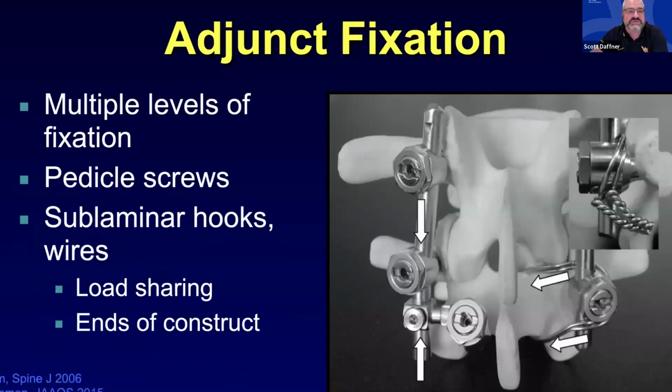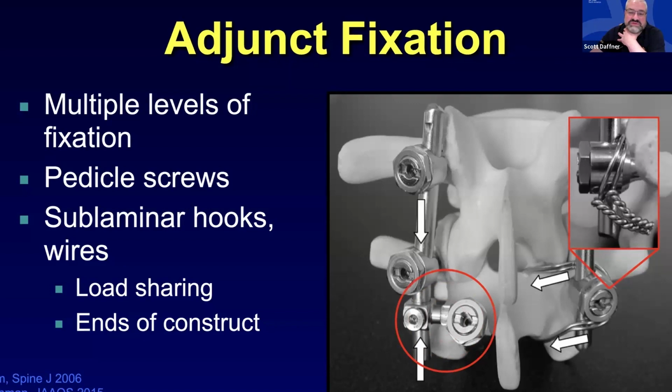In addition to putting screws in, we've got a lot of other things we can do. So again, the goal is decreasing the overall stress of the construct. So fixing to multiple different levels and getting multiple points of fixation. There are techniques to add additional stability, particularly at the ends of the construct if we need it. So a little bit older technique perhaps on the right here is a sublaminar wire. You can do this with a tether going around the kind of under the lamina and around the screw.